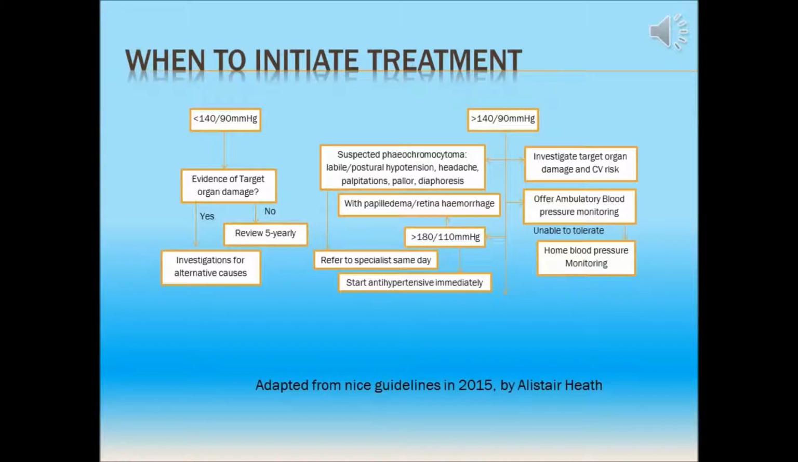Offer patients with a blood pressure reading of over 140/90 ambulatory blood pressure monitoring, or if they can't tolerate that, home blood pressure monitoring. After all this, if their blood pressure is less than 135/85, review them 5 yearly. If it's over 135/85, we need to think about pharmacological management.